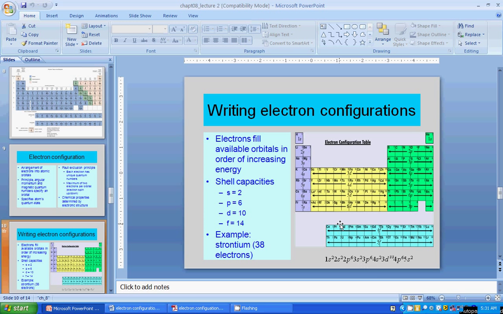Moving next to the 4th period, you go through 4s, both boxes, so it's 4s2. Then you go through 3d, all 10 boxes, so it's 3d10. Next we move through 4p, and we move through all of those, so it's 4p6. We're now on the 5th period trying to reach strontium, and we go through 5s, and strontium is in the second box, so 5s2.